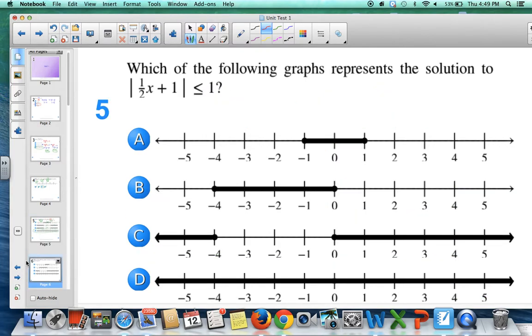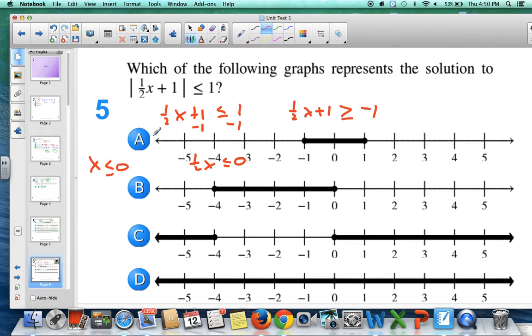All right, let's keep going on here. This one now we have to do the mathematical thing where we write two equations. 1/2 x plus 1 is less than or equal to 1, and then 1/2 x plus 1 is greater than or equal to negative 1. And we solve each one here. I'm going to subtract 1 from both sides. I got 1/2 x is less than or equal to 0. Okay, so to multiply by a half, or by 2, we're going to get rid of this. So x is less than or equal to 0.